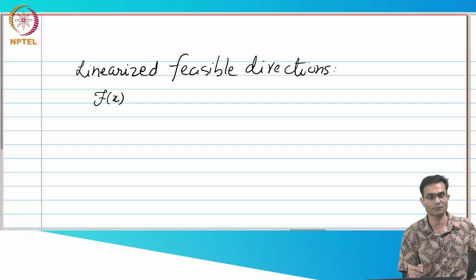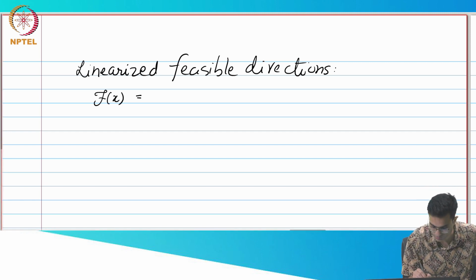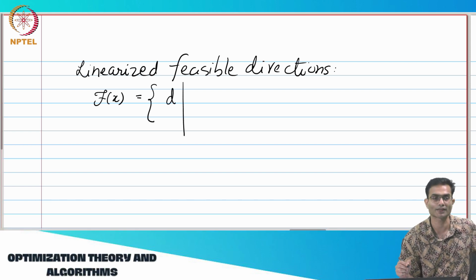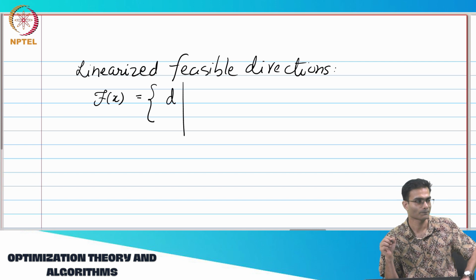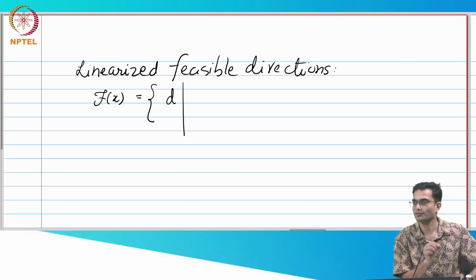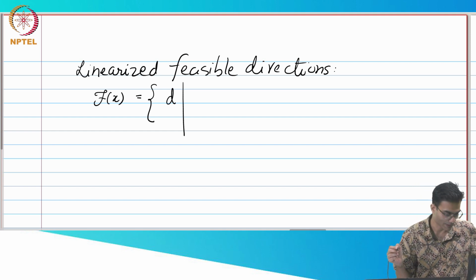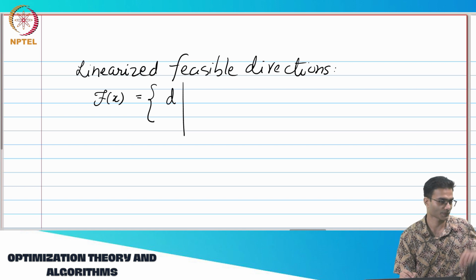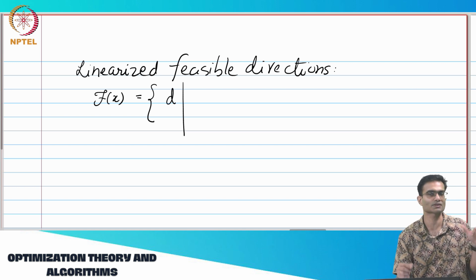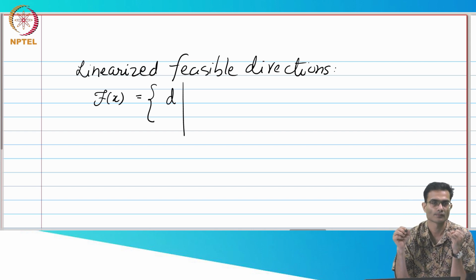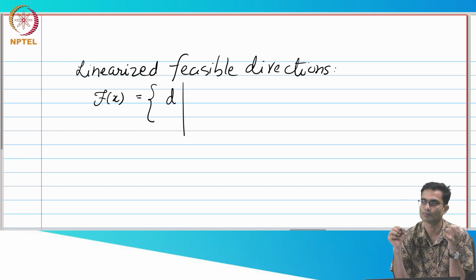This is script F as per Nocedal's notation. It is the set of all d. Just go back to how we have defined it in the previous case for the inequality constraints. When I had an equality, which was the very first example, what was the relation between d and grad C? Look back at your notes.